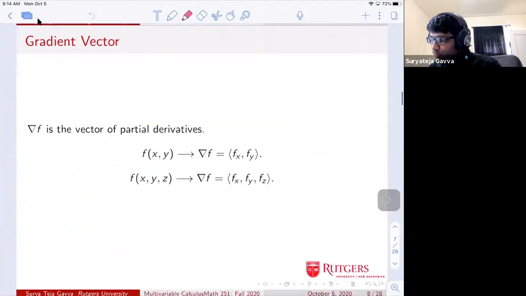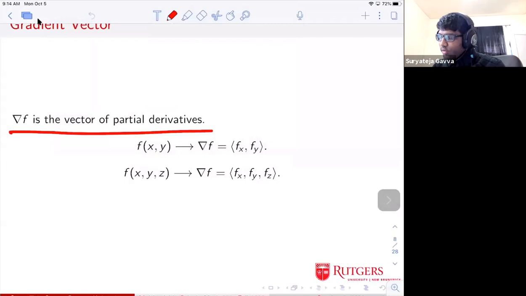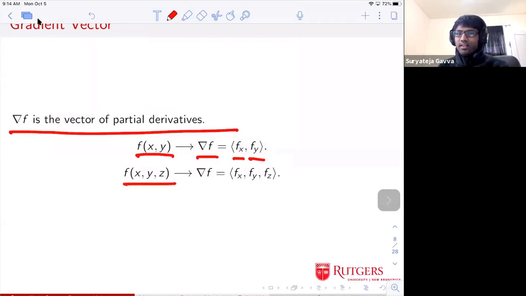Let me say it quickly again. The gradient is this vector. If you have a function of two variables, f of x, y, you take the derivative along x and the derivative along y, and you form that vector. That's called the gradient of f. Similarly, if you have three variables x, y, and z, you form fx, fy, fz and write the vector. That vector is called the gradient of f. Is the notion of gradient clear? It's just the partial derivatives. Just take all the partial derivatives and put them into one vector.